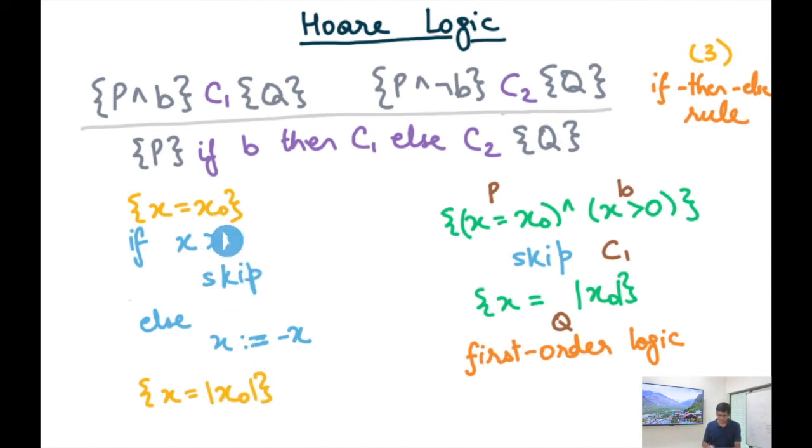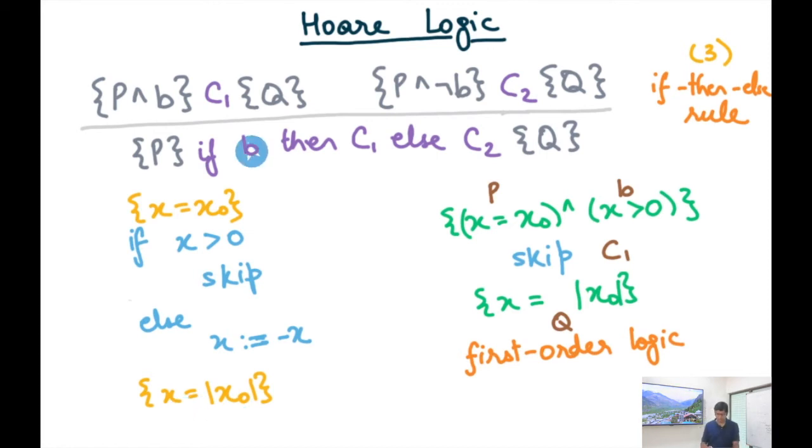It's easy to see that this Hoare triple actually holds, informally speaking, because if x is greater than 0, then nothing happens, and that's because x is already positive, so it's going to give you the same answer. But if x is negative, then you negate it to get a positive value, and so at the very end you're going to get x equals modulus of x naught.